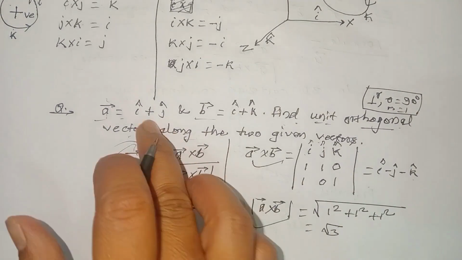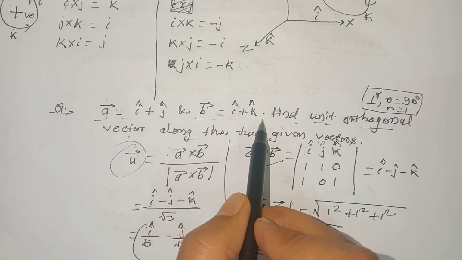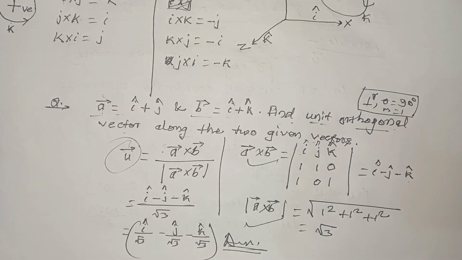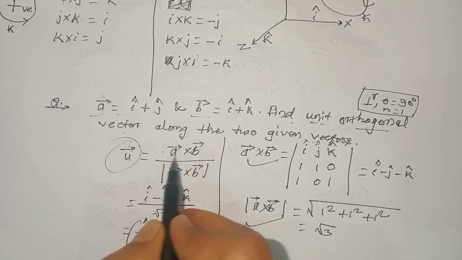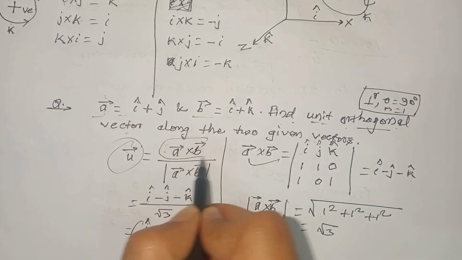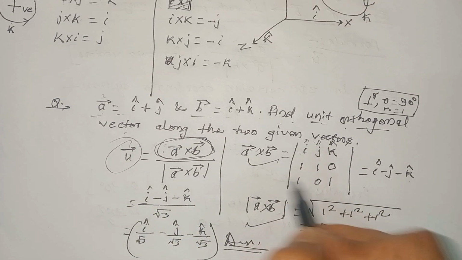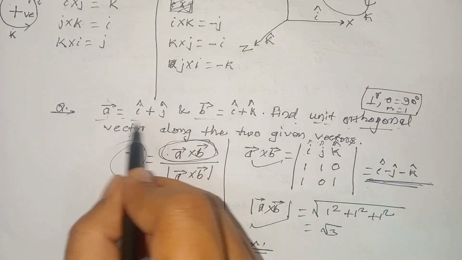This is one important question. It comes in examinations. Two vectors will be given and we will have to find a unit vector that is perpendicular to both and whose magnitude will be 1. For any two vectors, a perpendicular vector will be found by the vector product a cross b. This will be the vector perpendicular to both these vectors.